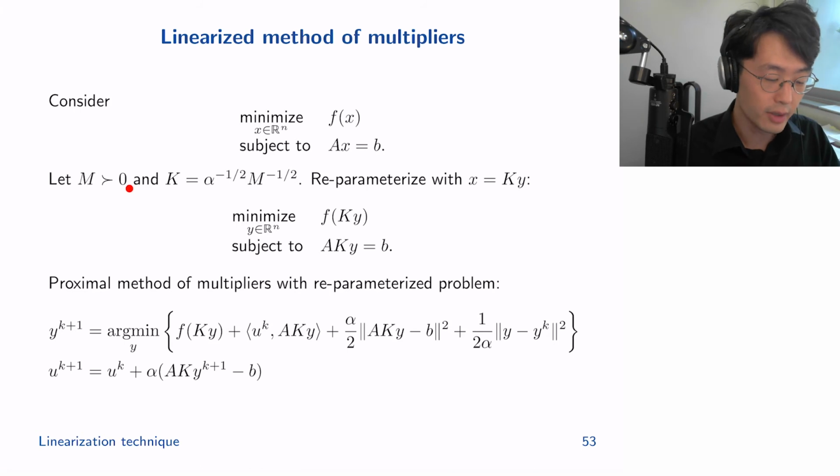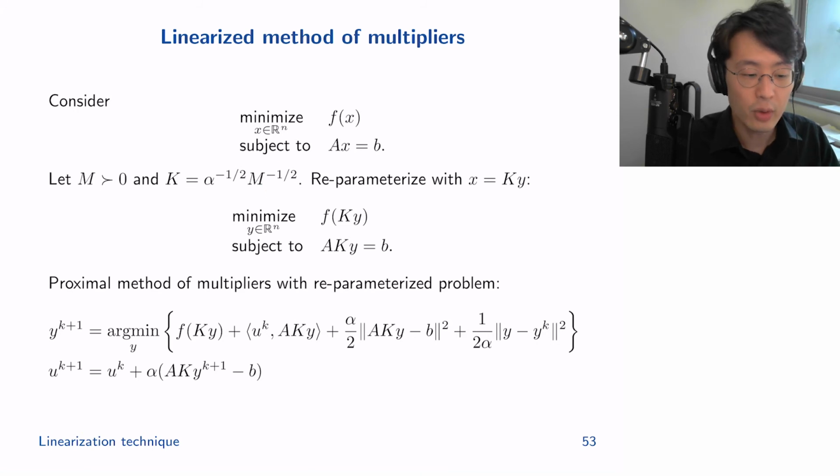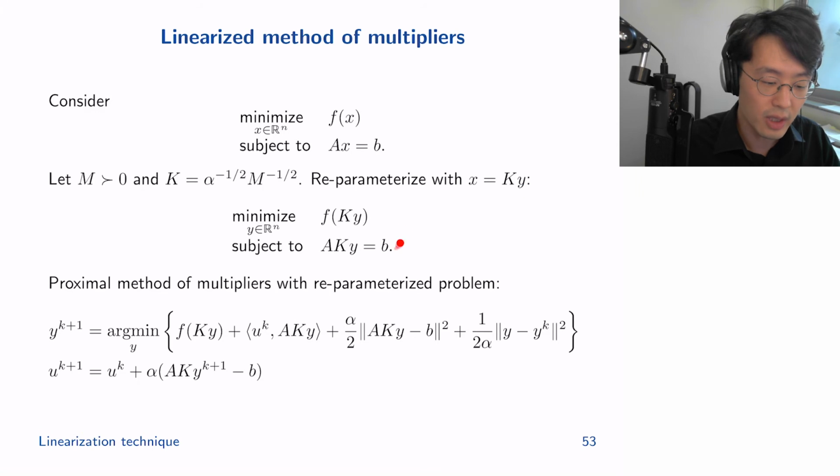We let M be an arbitrary positive definite matrix, and then we let K be another positive definite matrix defined through this relationship. So we multiply 1 over square root of alpha, and then we multiply the inverse of the matrix square root of M. Then given this matrix K, we reparameterize that problem. We perform a change of variables into the variable y. So we say x is K times y, and now we can express the optimization problem in the changed y variable. And these two optimization problems are equivalent because K is an invertible matrix.